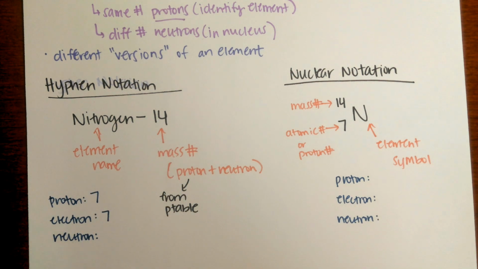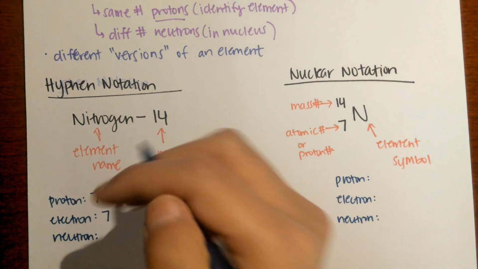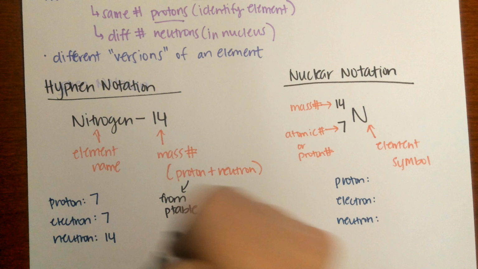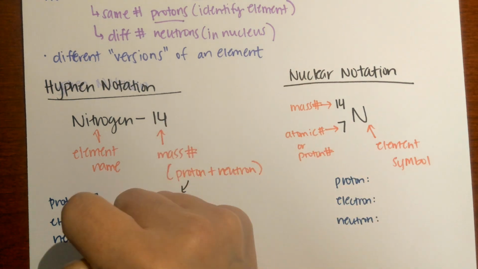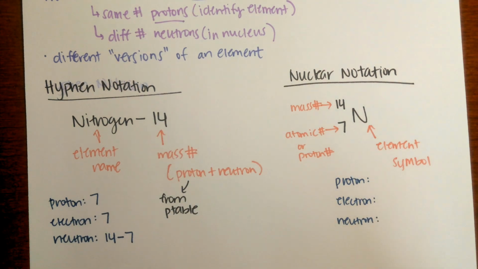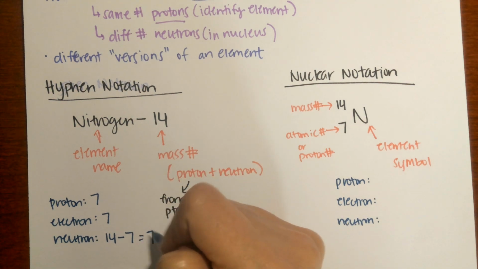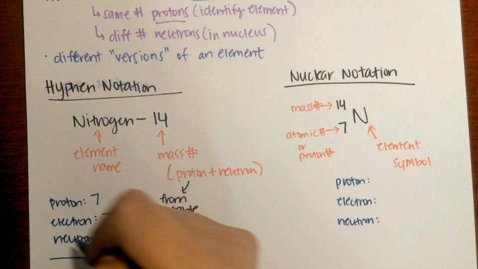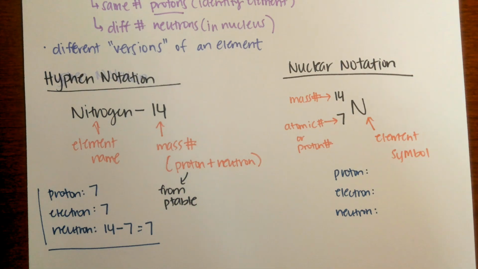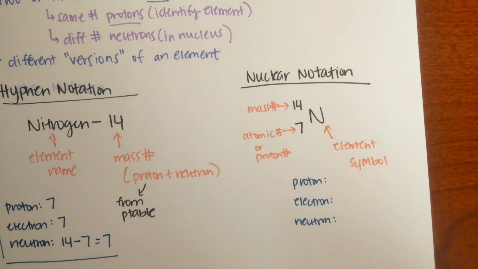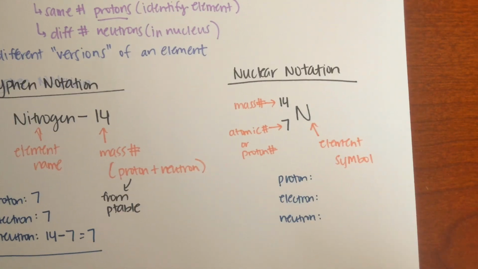And then neutron, this is what I'm saying, you've got to look at your periodic table. So neutron is when you do your mass number, 14, you get it from here, minus your proton, you get 7. So this is pretty lucky, all of it's 7, but that's not always the case. And I'll give you some more examples on that.